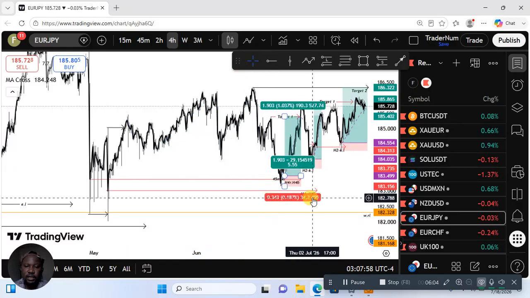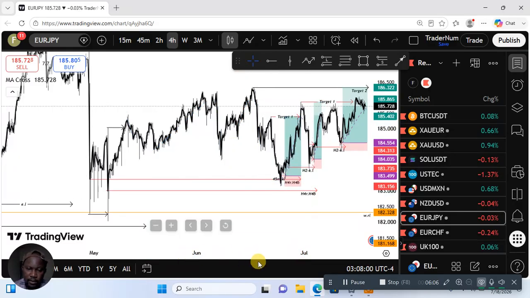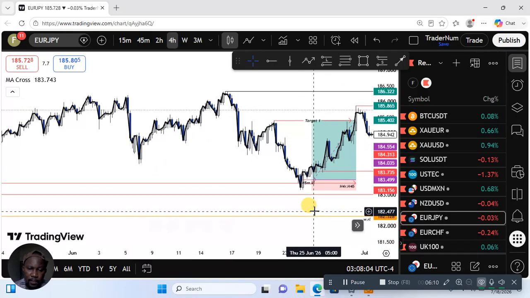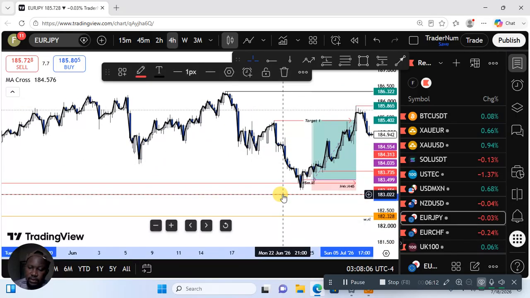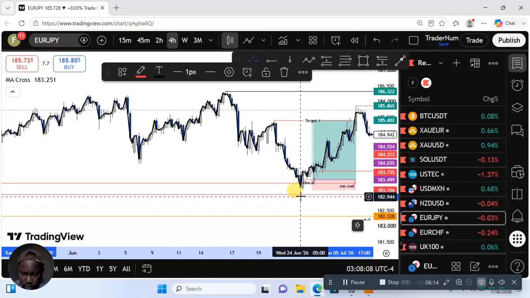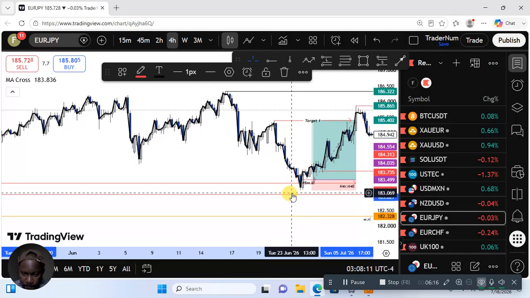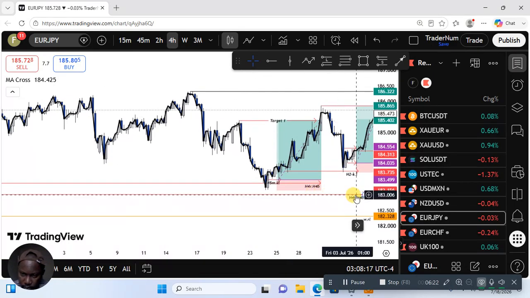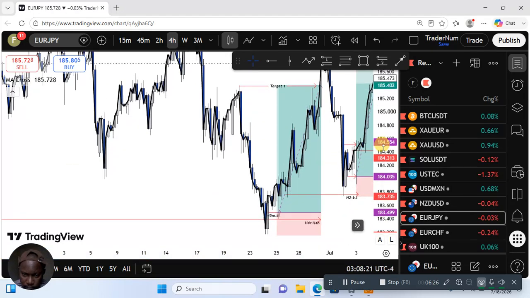Now when price respected that key level on the 4 hour, we will now take out this other one because it's of no use anymore. Sorry, let me just delete it. Okay. Now this is where we'll now watch. We'll now be watching what price will do.